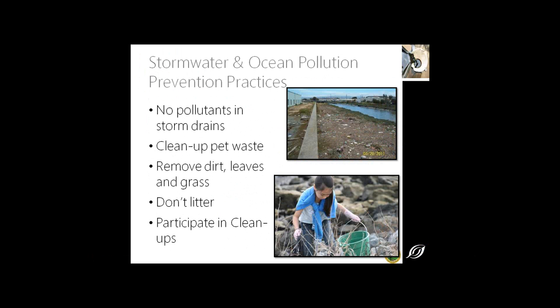So things we want to do, we don't want to put anything into the storm drain. We want to make sure our storm drains stay clean and that only water is going into them. Clean up all of our pet waste. Removing dirt, leaves, and grass from your lawn or from the gutters is great, because if they go into the storm drain, they clog it. We don't want to litter. And then you can actually take actions to participate in cleanup events in your local communities that help with this.